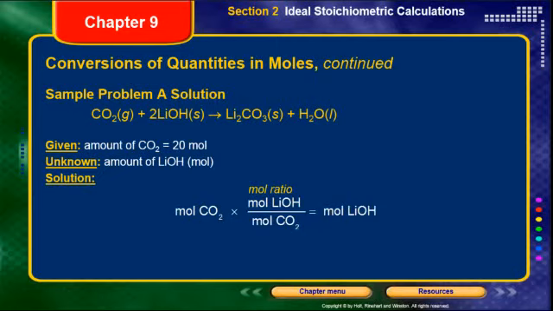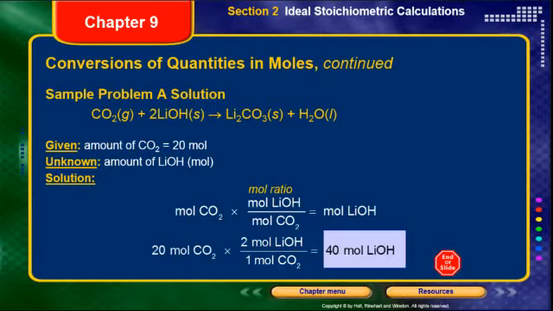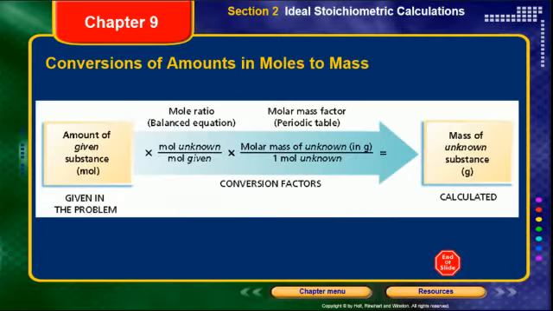All right, I am given 20 moles of carbon dioxide, and the mole ratio of lithium hydroxide to carbon dioxide is 2 to 1, which I can see from the equation up here, 2 to 1. So I'll set up that conversion, do my simple calculation, and I will come up with 40 moles of LiOH.